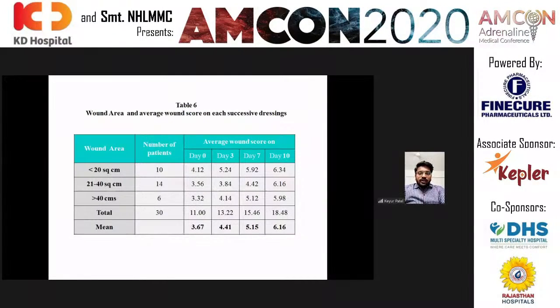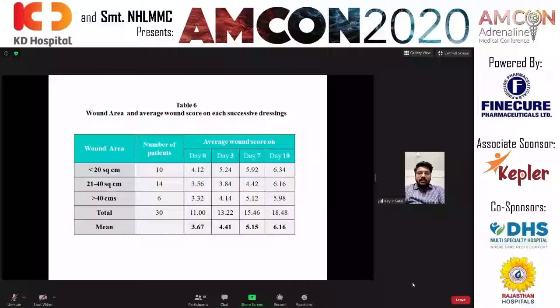Now, the wound area and average wound score on each successive dressing. Here we took the score of every wound and assigned a mean average score to the wound depending on the size of the area. Now we change the dressing. We assign the score on day 0, that is on the application of the VAC dressing. On day 3, that is the first change of dressing. On day 7, that is the second change of dressing, and day 10, that is the third change of dressing.